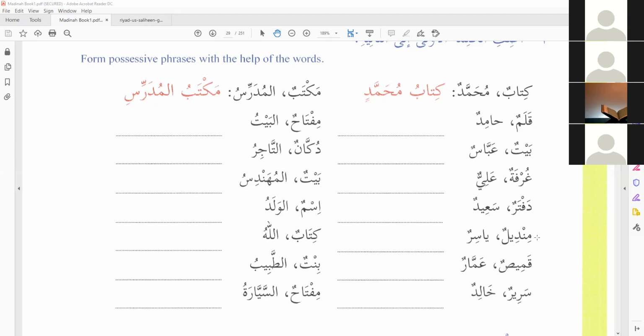Masarrat, can you do the next one? I forgot what Mindil is. Mindilun Yasirun, and then it'll be Mindilu Yasirin. Yeah, Yasirin. I forgot what Mindil is. Maybe key. No, that's miftah. Sorry, I forgot what mindil is. No problem. Mindil is not a very commonly used word. It can mean a handkerchief or a piece of fabric. Right. Yasir's handkerchief. Very good. Excellent.